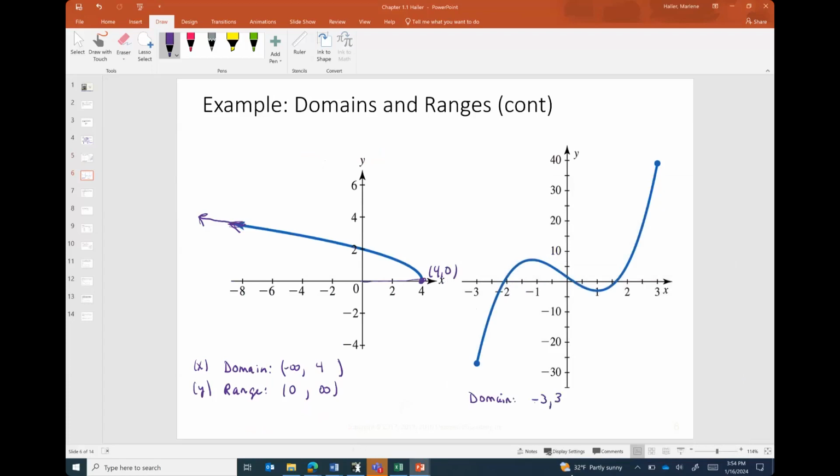Now this one has this little closed dot at the end, right? So that means include the end value as well. So we put square brackets around that interval to tell us to include that end value as well.